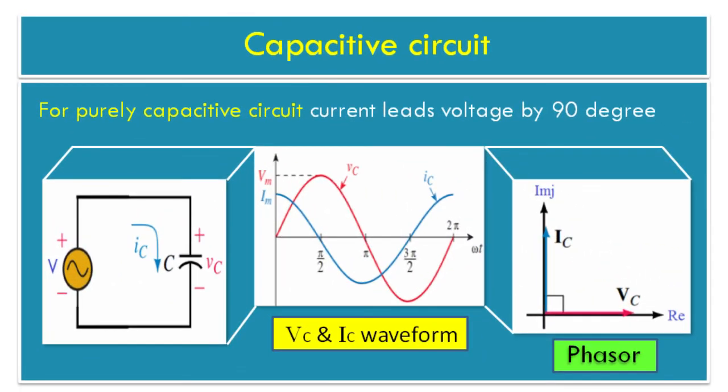Now study the capacitive circuit. For a purely capacitive circuit, current leads voltage by 90 degree. Refer to the circuit diagram. The AC voltage source is connected in series with a capacitor, giving voltage VC and current IC. The voltage and current are represented with a 90 degree phase difference. In the phasor diagram, voltage magnitude VC is drawn on the real axis, with 90 degree lead giving current magnitude on the imaginary axis.